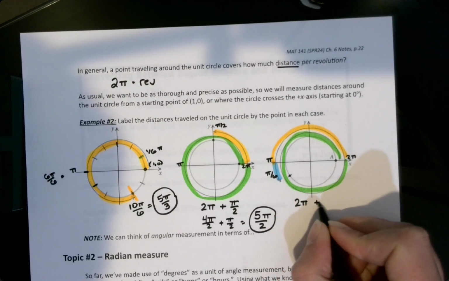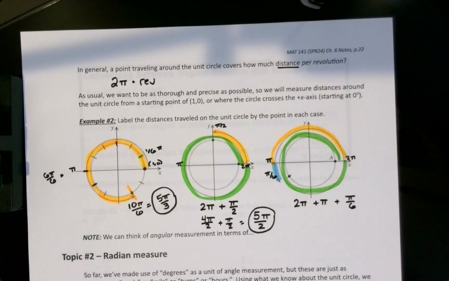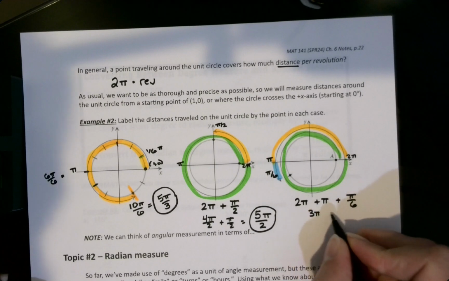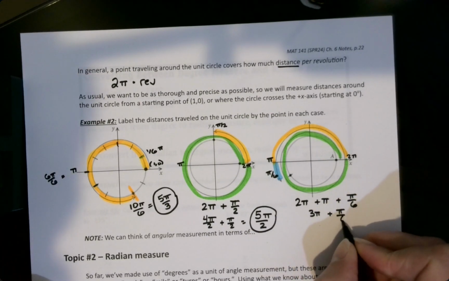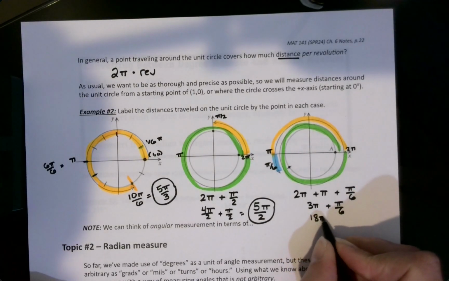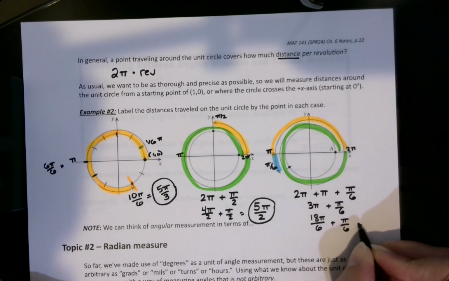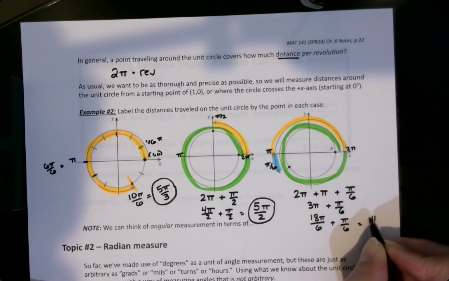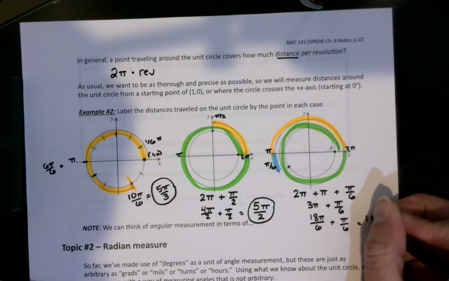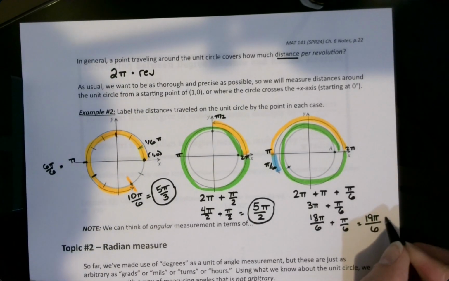So 2 pi plus pi plus pi over 6 would be that complete distance. So that's a measure of 3 pi plus pi over 6. 3 pi is 18 pi over 6, plus pi over 6 would be a measure of, oops, I need to write 19 here, 19 pi over 6.